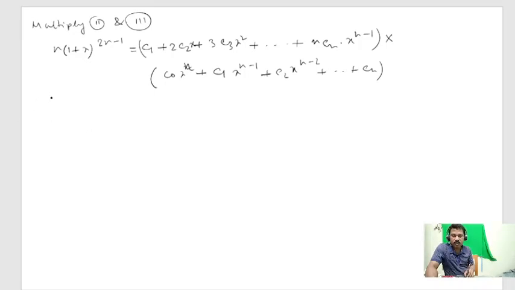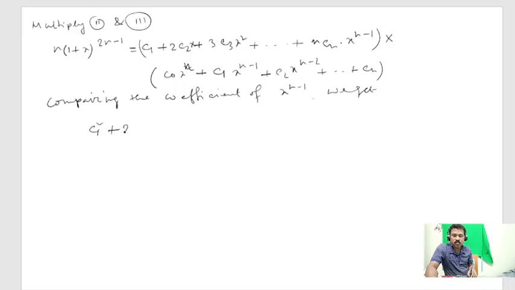Now comparing the coefficient of x to the power n minus 1, we get C1 square plus 2C2 square plus 3C3 square and so on to n Cn square, that is equal to n into 2n minus 1 C n minus 1. So we put here another number, that is 4.